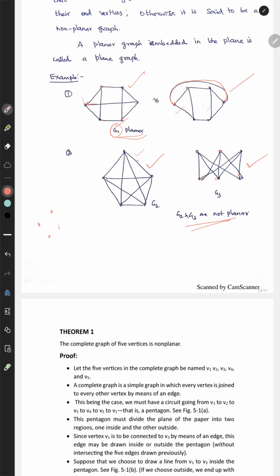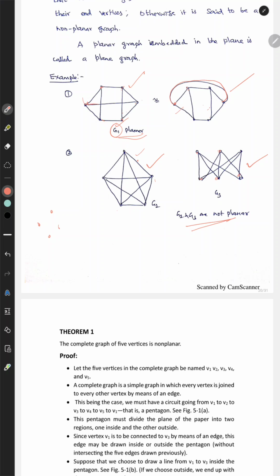So if you take K6, the complete graph on 6 vertices, it will contain K5. K5 will be a part of it, right? K4 will be a part of any bigger complete graph. Any complete graph which contains more than 4 vertices will contain K4 as a part. So K6 will contain K5, and it contains K4, K3, K2, everything, right? For all these smaller numbers of vertices, the corresponding complete graph will be a part of it.